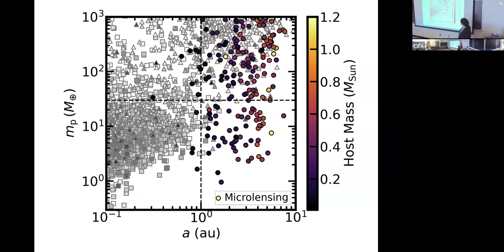And another effect you see here is that there's a color gradient. These points are color-coded by host star mass. And the planets are found near the Einstein radius. The Einstein radius is proportional to the square root of the host star mass, so the planets that are farther away tend to have the more massive hosts. And so you see that effect here.